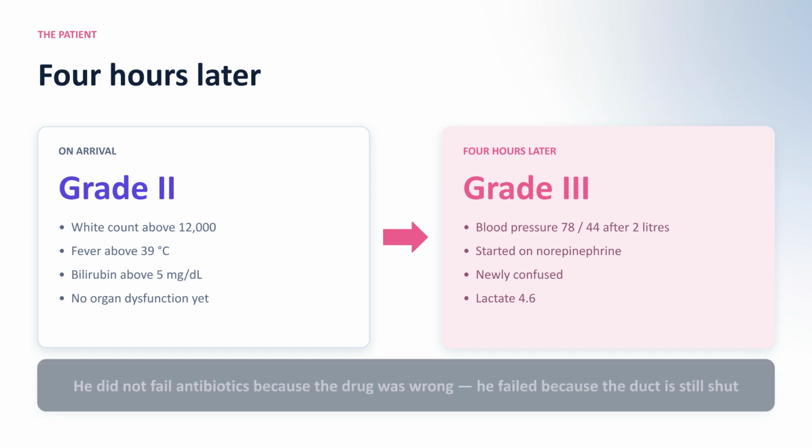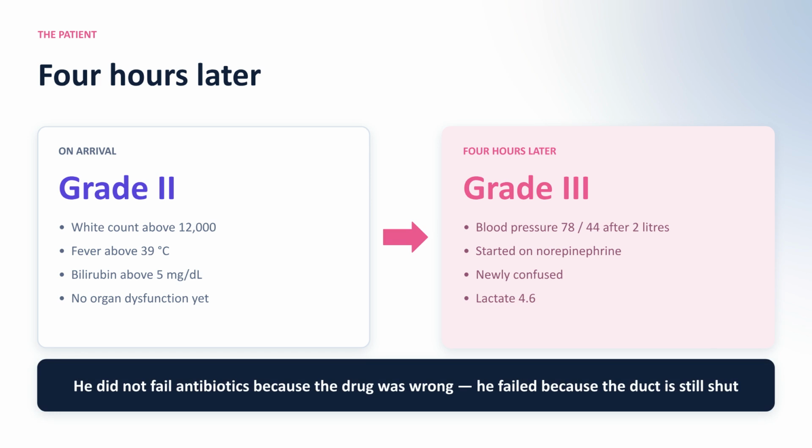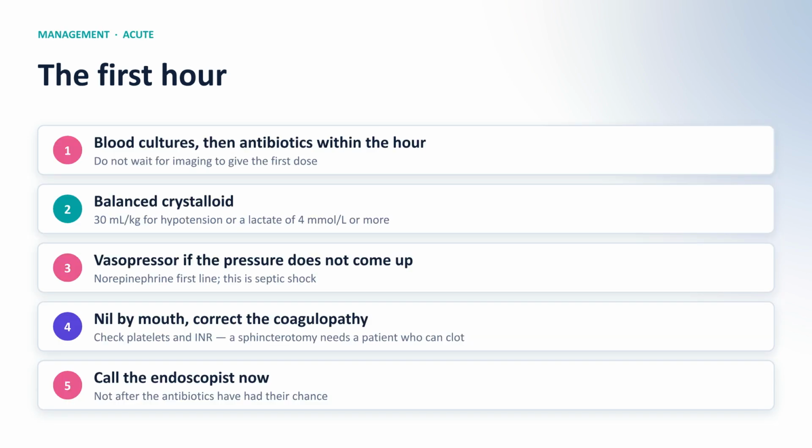Read that carefully. He did not fail antibiotics because the drug was wrong. He failed because the duct is still shut, and no drug fixes that. What happens in the first hour? Draw blood cultures, then give broad-spectrum antibiotics within that hour. Do not wait for imaging to give the first dose.